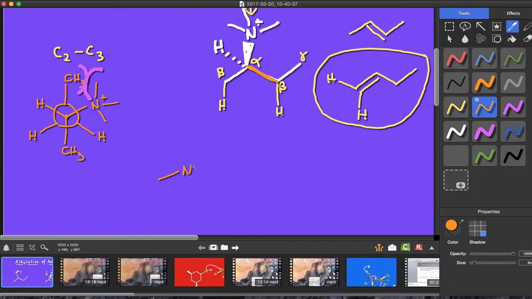So I'm going to hold the front carbon steady, and I'm going to rotate the back carbon. And now I have the CH3 anti to this quaternary ammonium ion. And now I have a hydrogen here, and I have a hydrogen here. That's a problem, because now I do not have a beta hydrogen that is anti-periplanar to the leaving group. When I do have a hydrogen that's anti-periplanar to the leaving group, I have a big steric clash.